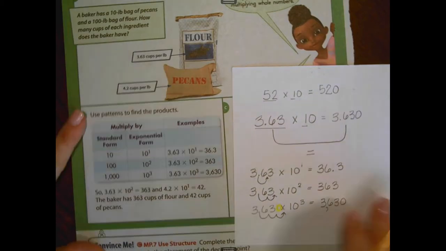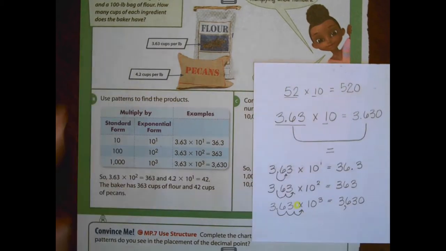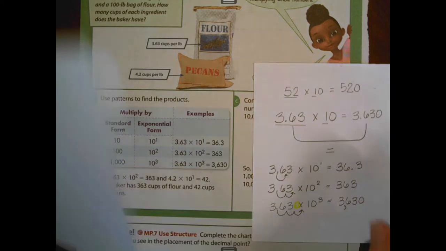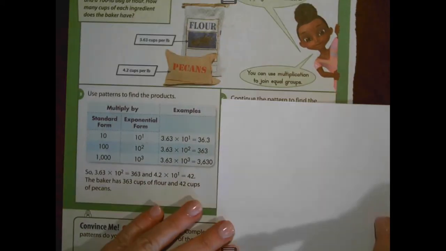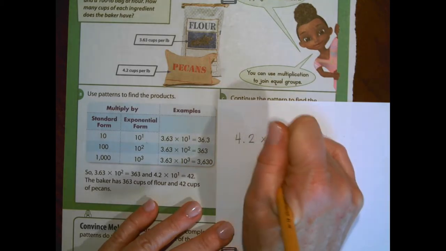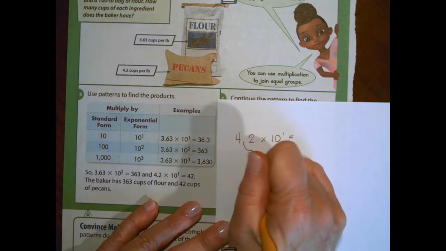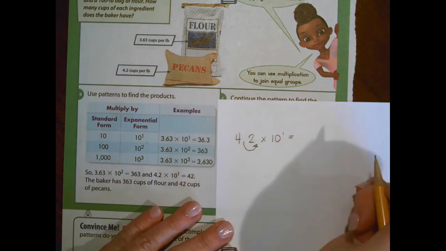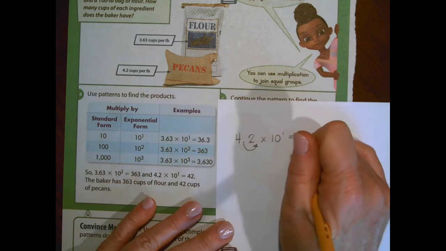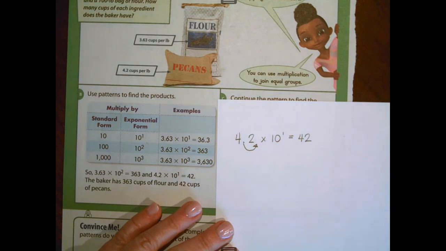Now, we would need to look at the pecans as well. So if we look at those, the pecans were 4 2/10. So if we multiplied that times 10 to the first power, or 10, we move that decimal place one place, and we would get 42 cups of pecans. Okay.